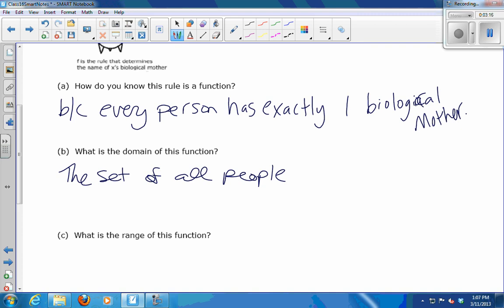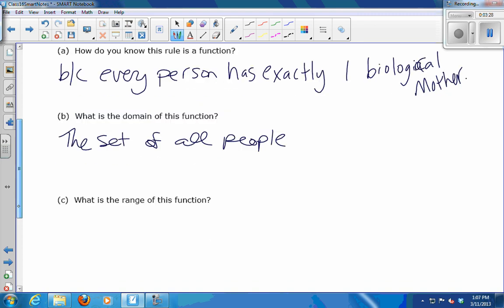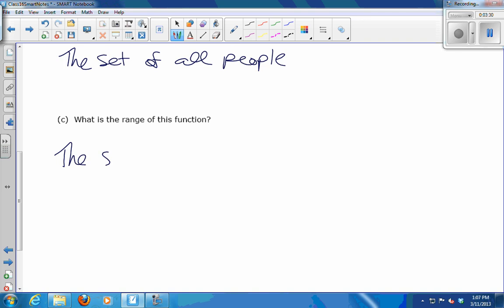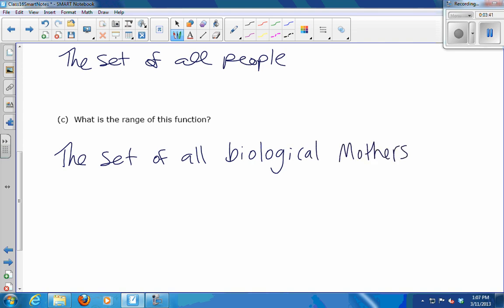The range of this function is what? The things that the function produces. Biological mother. So the range of this function is the set of all biological mothers. So it's not the set of all people, right? Because not all people are biological mothers. The set of outputs for this function is just biological mothers. So that's called the range.